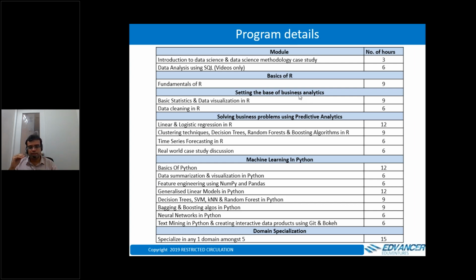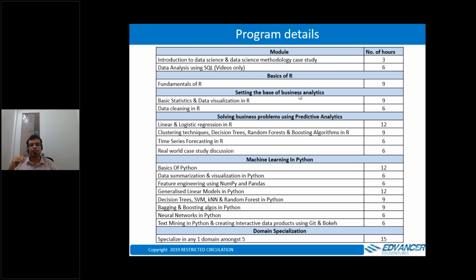Then we'll cover the basics of the R tool for about 9 to 10 hours. We'll only be doing the basics. Then we'll cover basic statistics, data visualization, and how to clean data in R for another 15 hours or so. So for almost 25 hours, we'll just be working on your basics.